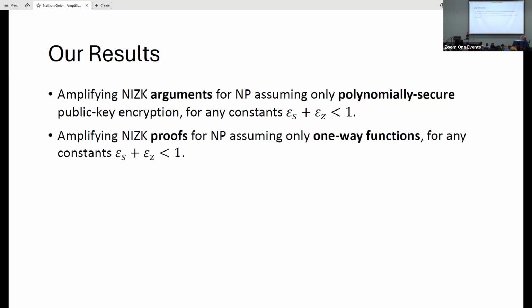Now, in the setting of proofs, you don't need public encryption anymore. You can do that just assuming one-way functions. So we can amplify NISQ proofs assuming only one-way functions for the same range of parameters, for any two constants with a sum smaller than 1.